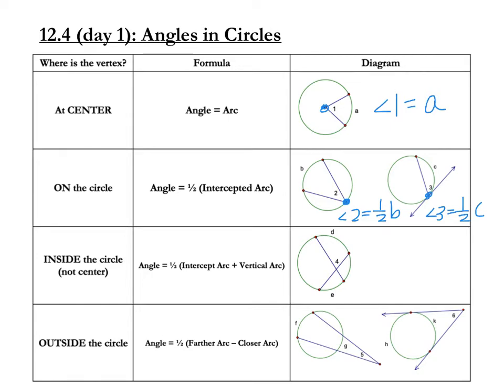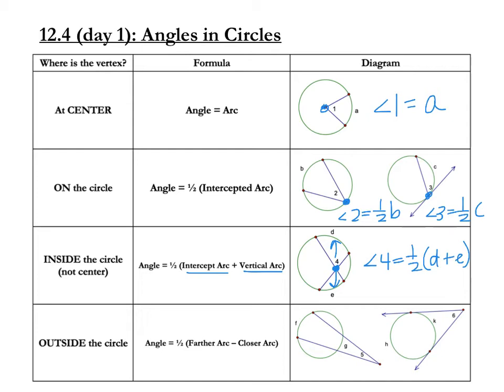So if the vertex is inside but it's not at the center, so something like this vertex here, that's definitely not in the middle, but it's inside, to find the angle, you actually take half of the intercepted arc and the vertical arc, the arc that's across from it, and you add them together. So angle 4 here is going to be half of the sum of those two arcs, so D plus E. It's always the one that's straight across from it and then the one that's also vertical to it. Those are the two you want to use.